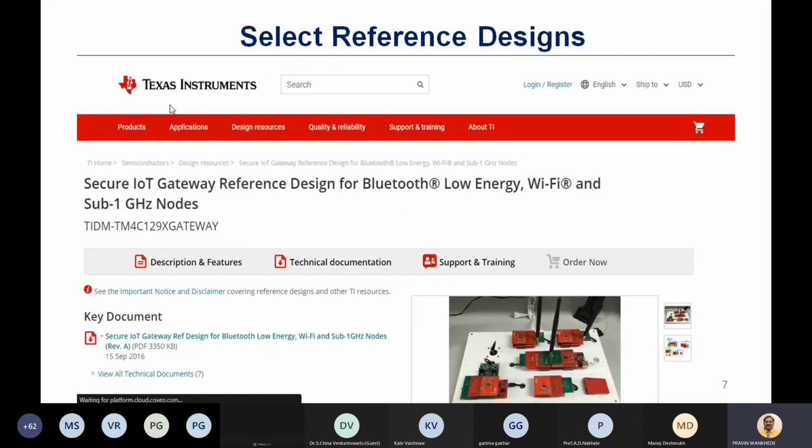Okay, this is a website, Texas Instruments. Let me discuss something here. The topic here is the secure IoT gateway reference design for Bluetooth low energy, Wi-Fi, and sub 1 gigahertz nodes. So what is the importance of this type of topic available on these websites? We know that TI is one of the largest manufacturers of different electronics and IoT components.